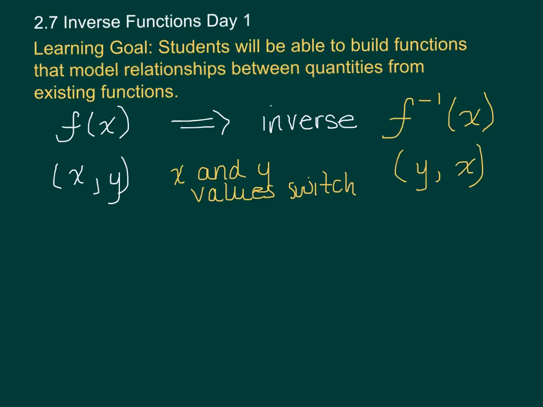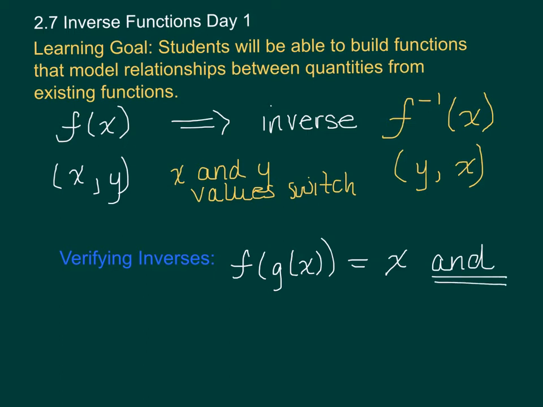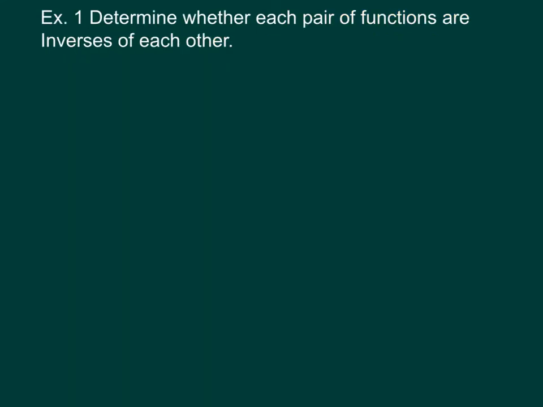And to verify that two functions are inverses, we're going to use what we did in the last section. So that means you're going to show that f of g of x always simplifies to x, or equals x, and because you have to show both, g of f of x is also equal to x. So that's how you verify if two functions are inverses. You have to do both. So example 1, we're going to determine whether each pair of functions are inverses of each other.